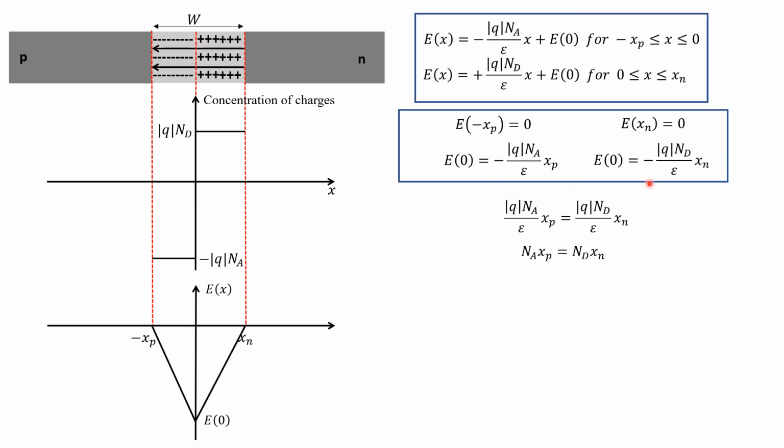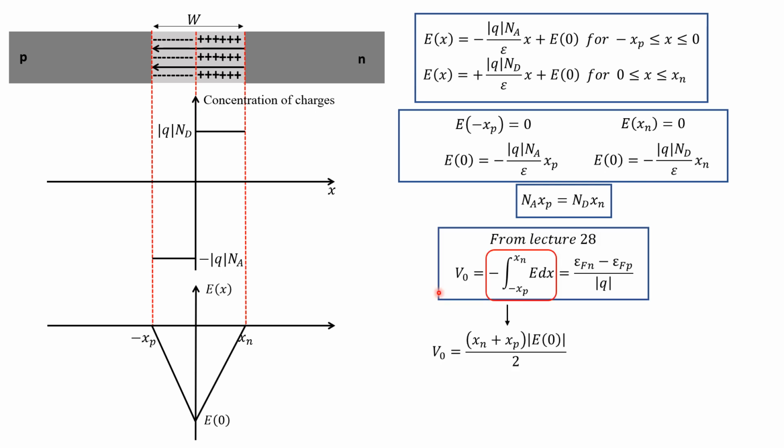Now, since we have two expressions for the electric field evaluated at the origin, this term must be equal to this term. And that entails this equality, which gives this relationship between the two coordinates and the concentrations of doping atoms. So now we're going to store this relationship in a box.